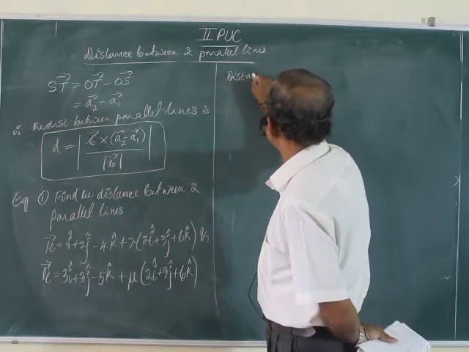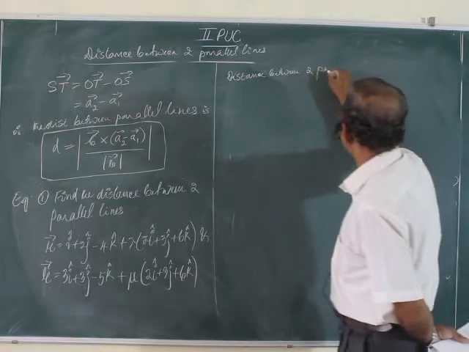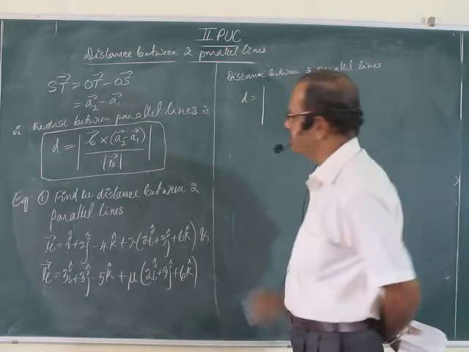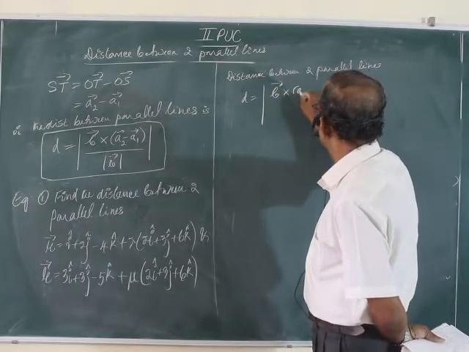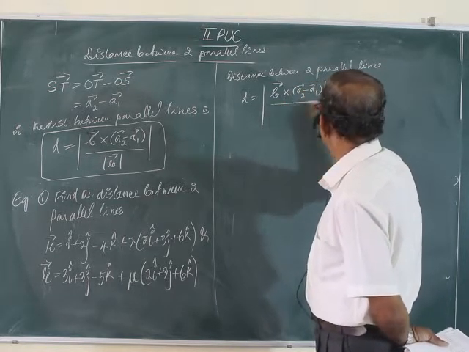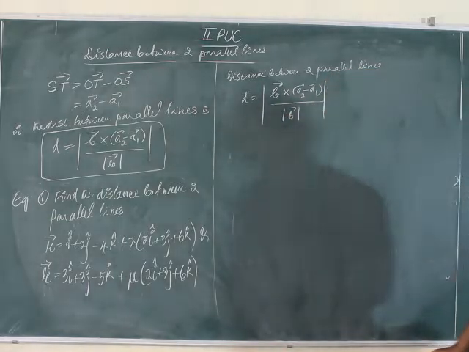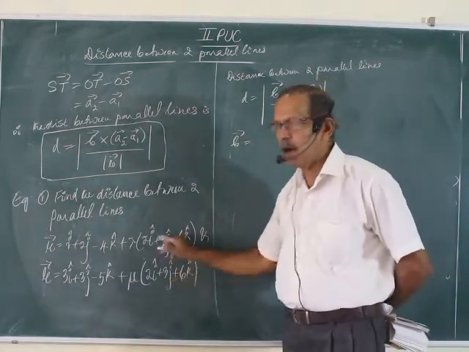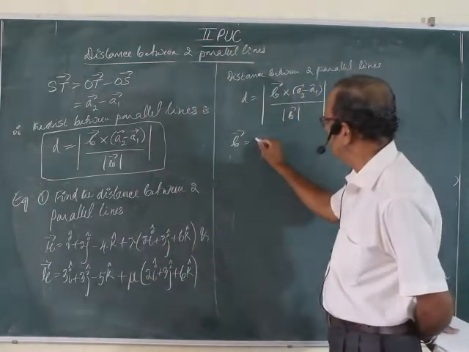Distance between two parallel lines, D equal to mod of vector B cross A2 minus A1 divided by mod B. Write one by one. Vector B, only one vector, B common, not B1 and B2 separate. Since it is parallel, B is only one.